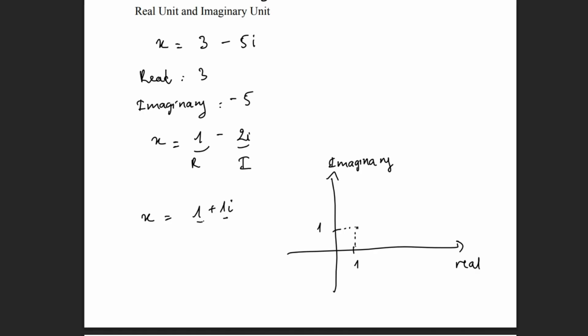So we have the point (1, 1) here. For example, we have x equal to 2 minus 3i. So the real part of x in this case is 2. So it's gonna be 2. And the imaginary part of x in this case is minus 3. So it's gonna be minus 3. So this is the point that represents x.